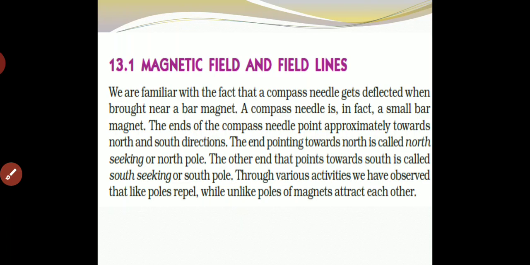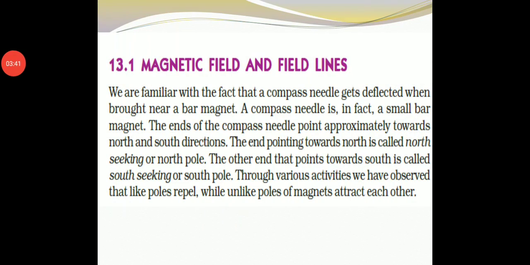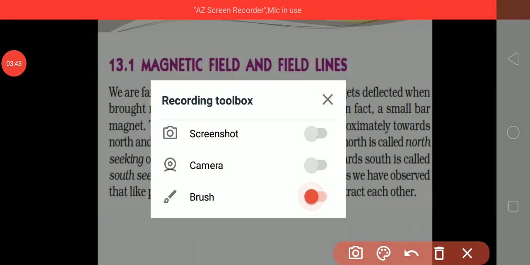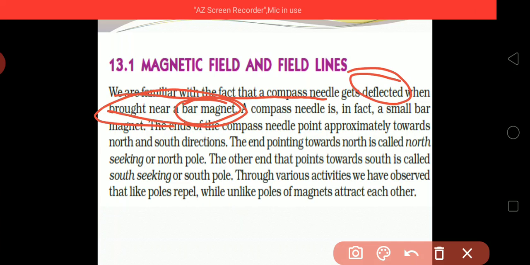Now, the magnetic field and field lines. We are familiar with the fact that a compass needle gets deflected when brought near a bar magnet. Because of the bar magnet, we can see that the compass needle gets deflected. A compass needle is in fact a small bar magnet.